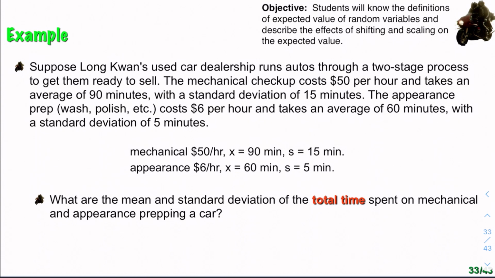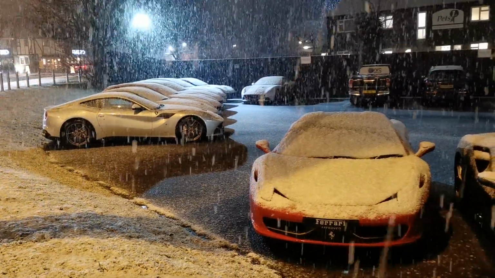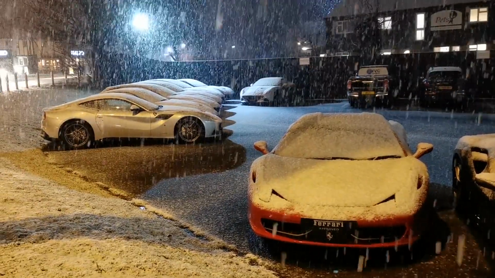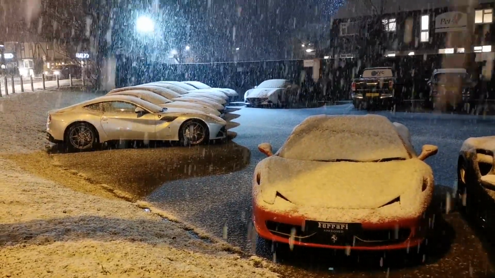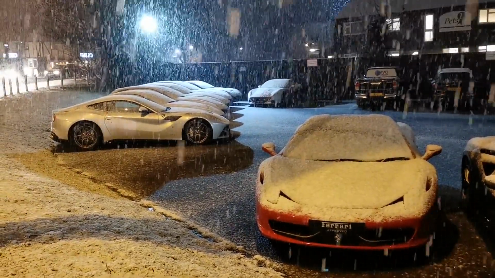So I'll set it up, I'll walk you through the exact same type of calculations. Again, the focus is on staying organized and what each of these values mean, and then interpreting our answer in context. So suppose Longquan's used car dealership runs autos through a two-stage process to get them ready to sell. Makes sense. When you have a used car, you want to fix it up, you want to make it look pretty before you put it on the lot.